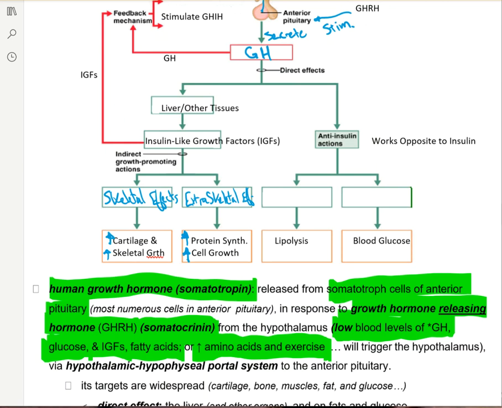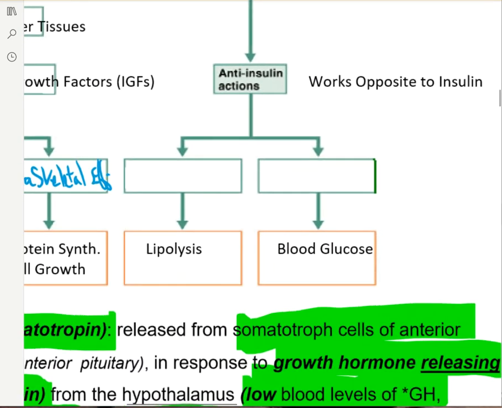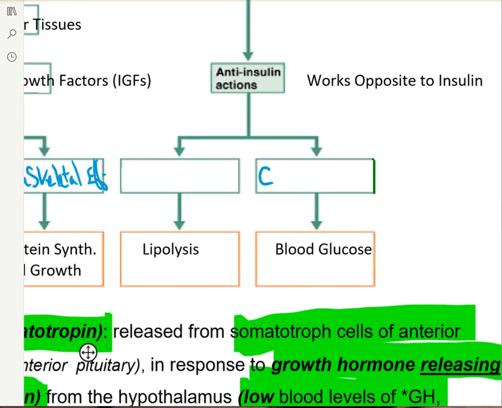Now, we also have anti-insulin actions, things that work kind of opposite to insulin. So insulin normally does things like reduce blood glucose, right? We take glucose out of our blood when insulin's released. But we want glucose in our blood if we're going to be growing and making things, right? We need to make ATP. So one thing that will happen when growth hormone is released is carb metabolism. We want to have a lot of carb breakdown, and as a result, we want to increase blood glucose. We want that glucose available in our blood so we can build things, make things grow.